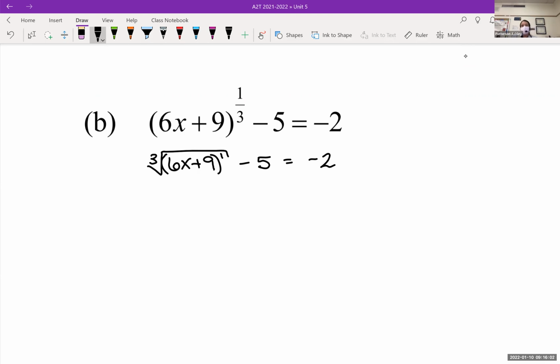Alrighty, very similar now to our previous example. Let's isolate the radical. I'm going to go ahead and add 5 to both sides. So we get the cube root of 6x plus 9 is equal to 3. At this point, we don't need to check that we can solve, like I mentioned with the previous example. Why do we not need to check here? Cami? Because it's an odd index, absolutely. All right, so if it's an odd index, in this case, a cube root, what is the inverse operation of a cube root?